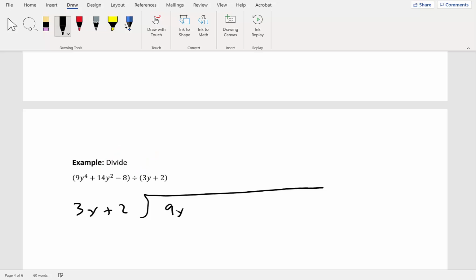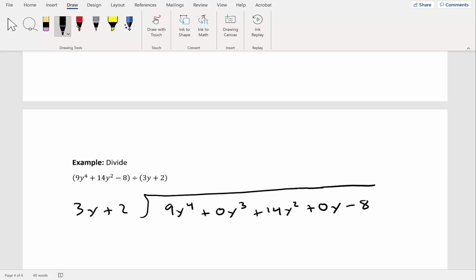So I have 9y to the 4th plus, I'm going to put 0y cubed as a placeholder there. I have plus 14y squared. I have plus 0y, so that's another placeholder, and then minus 8. These placeholders are useful so that way you don't get confused with what you're subtracting.